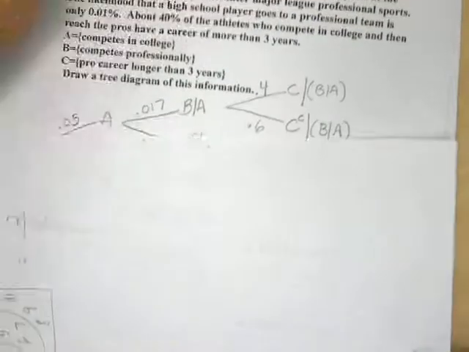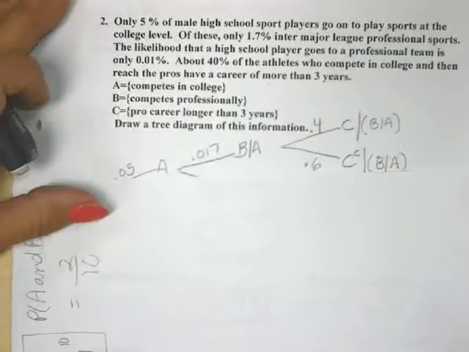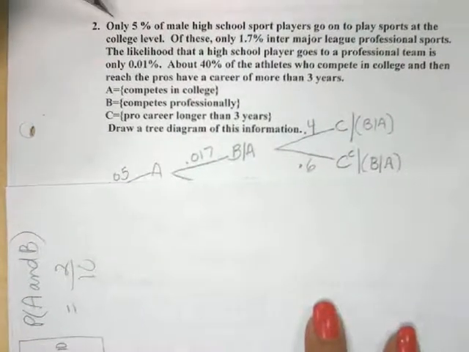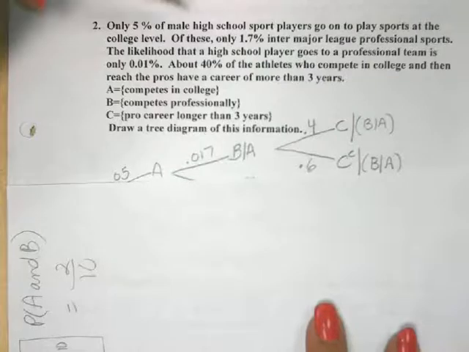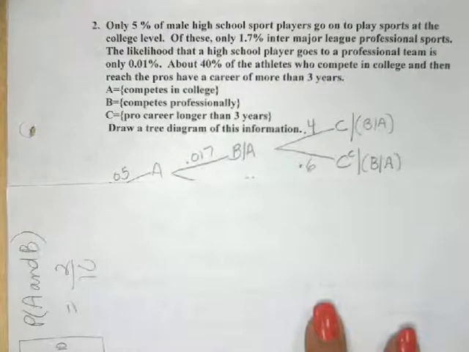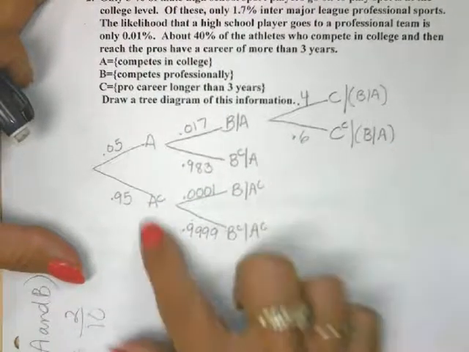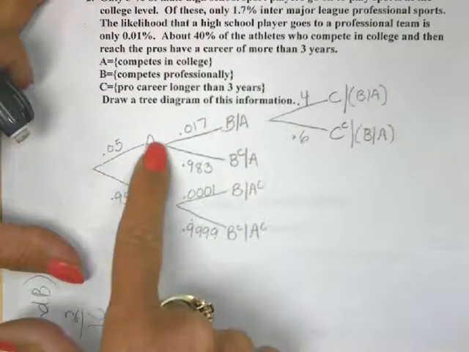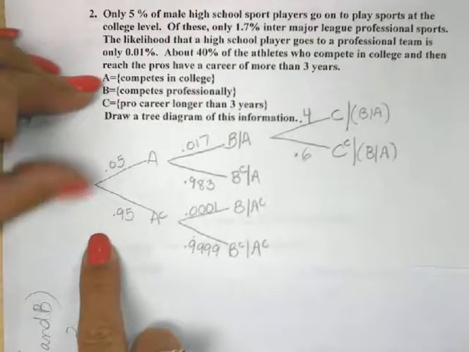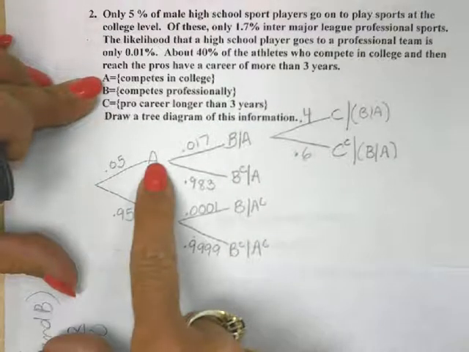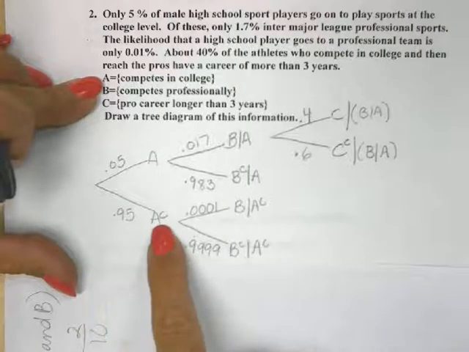And in the tree diagram, we have the information that only 5% of male high school sport players go on to play sports at the college level. So I'm going to start my tree. 5%, and I'm letting A stand for competing in college. I know 5% will compete in college, 95%, the complement of that, is they don't compete in college.